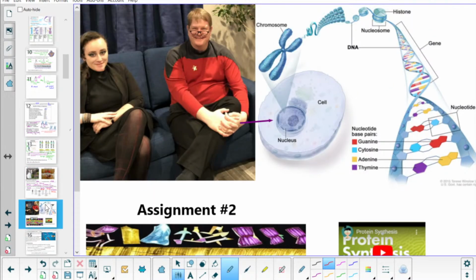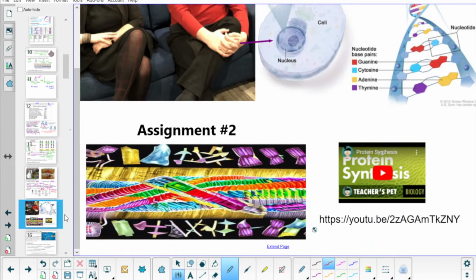So we have me. My hand has a cell. That cell has a nucleus. Inside that nucleus is a chromosome. The chromosome is wound up into little DNAs. It comes out and has that structure. I am going to post a video for you to watch tonight called Protein Synthesis. The link is there. You can also type it in off your notes.